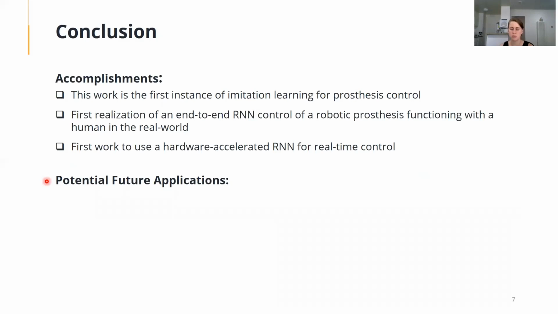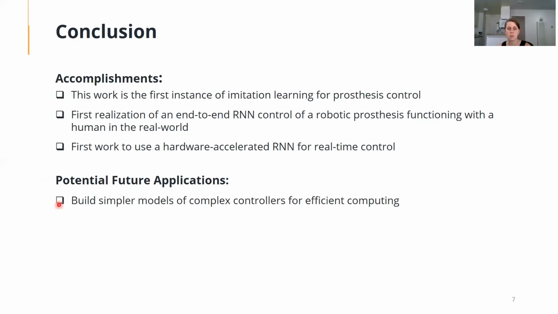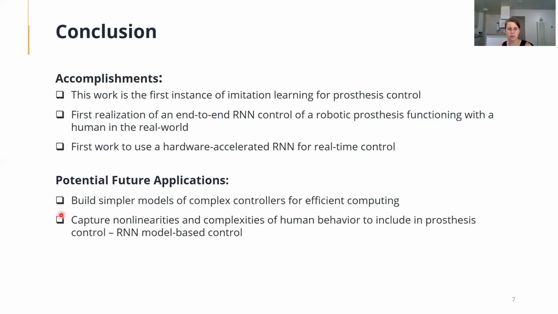Now, while this work did not improve upon the prosthesis PD controller, that was not the goal. It did provide a proof of concept of an RNN working on hardware fast enough to be included in real-time control. This opens the door to potential future applications, such as building simpler models of complex controllers for efficient computing, modeling the human dynamics to capture nonlinearities and complexities of human behavior to include in prosthesis control, such that we can develop an RNN model-based control.